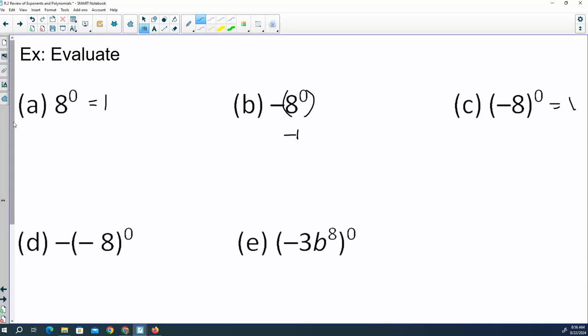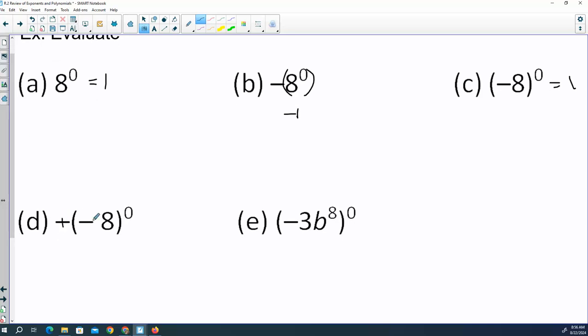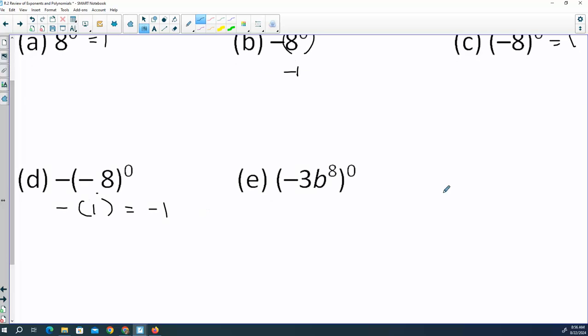All right, D. You can't just say off the bat 2 negatives make a positive, because of order of operations. Where do we have to begin? Yeah, let's start with that exponent. So this negative out front stays, and negative 8 to the 0 becomes 1. So that whole thing becomes negative 1. So the negative out in front just stays with it. And E, the entire thing is in parentheses, so the entire thing becomes 1. Alright, so I put this one on here just to refresh your memory. If there's a negative out in front, not included in parentheses, it just trails down.